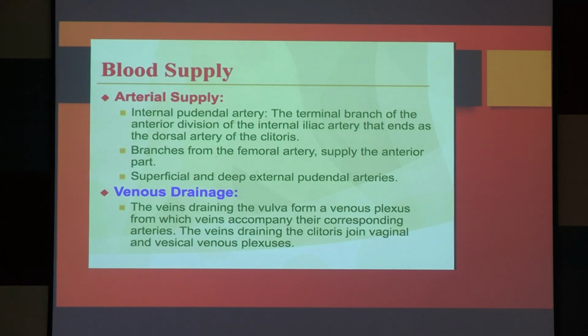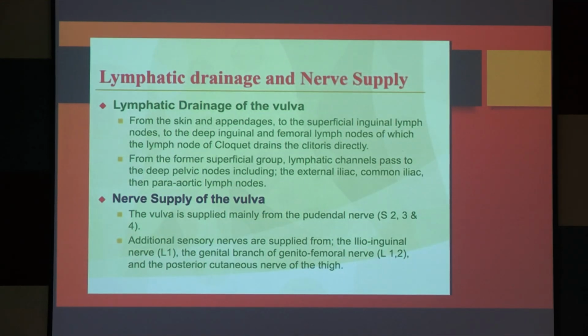That is of medico-legal importance. So venous drainage, and after that the lymphatic drainage of the vulva is very important. The lymphatic drainage is to the superficial inguinal, deep inguinal, and femoral nodes. From this superficial group, lymphatic channels pass to the deep pelvic nodes, including external iliac and common iliac. So in vulval carcinoma, a lot of lymph nodes have to be removed, so it is a very big operation.